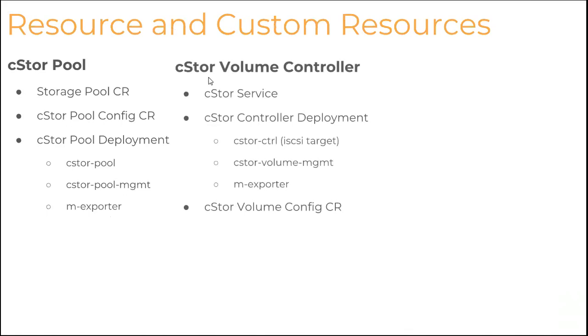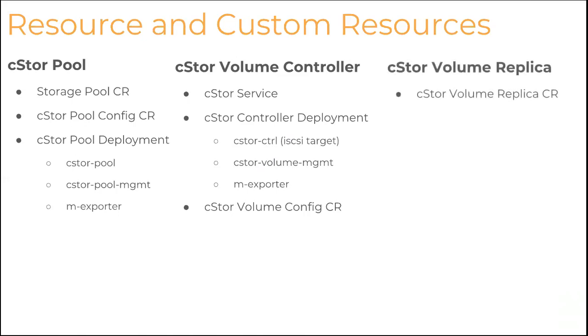So for the volume controller, it's going to be a Cstor service that defines the IP address to access, etc. And there is going to be a deployment which contains primarily the iSCSI target. And I think you should name this Cstor volume. It's not controller. And then a Cstor volume management, which is again a sidecar that acts as both an API server as well as a CRD watcher for updating the configuration of the iSCSI target itself. The iSCSI target configuration is now passed as a Cstor volume config custom resource object.